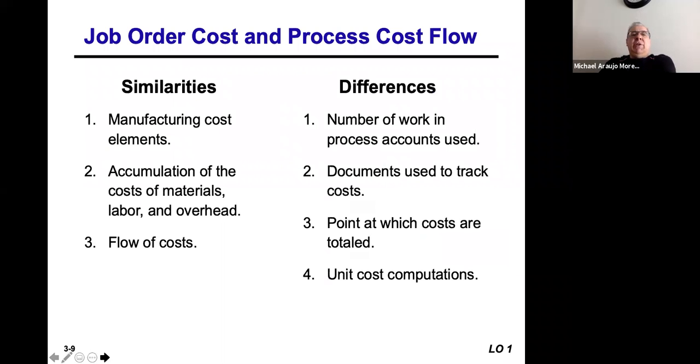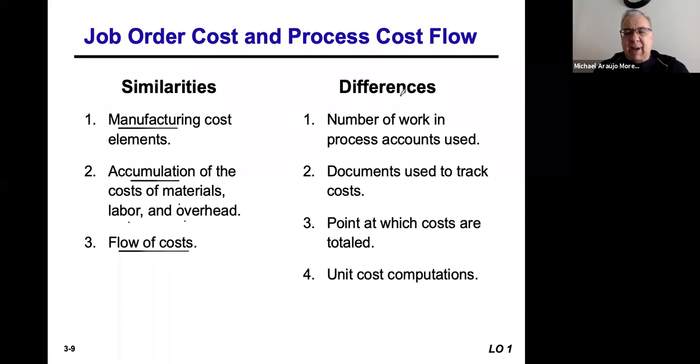Okay. So again, there are some similarities in the systems from chapter 2 to here. Again, it's used very heavily in manufacturing. They do start by accumulating materials, labor, and overhead, and they use that flow that I just went over with you in the last slide.